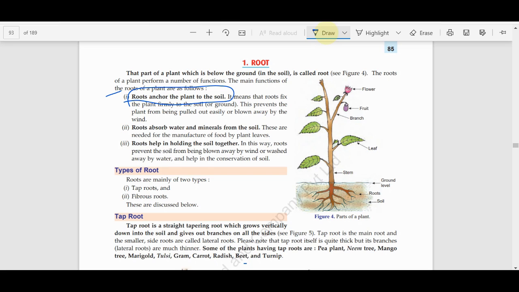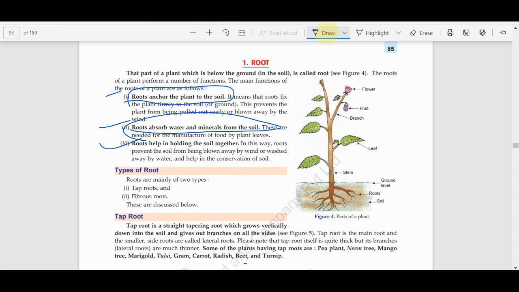As you know, the root fixes the plant firmly to the soil and prevents the plant from other factors. As we know, if the wind blows hard or the water flows fast, plants can be easily blown away or destroyed. But the roots give strength. Roots give support to the plants. And second, the roots absorb water and minerals from the soil, because plants require minerals and water for making food substances, and we know that these are absorbed only by the root, and that is a major function of the root.